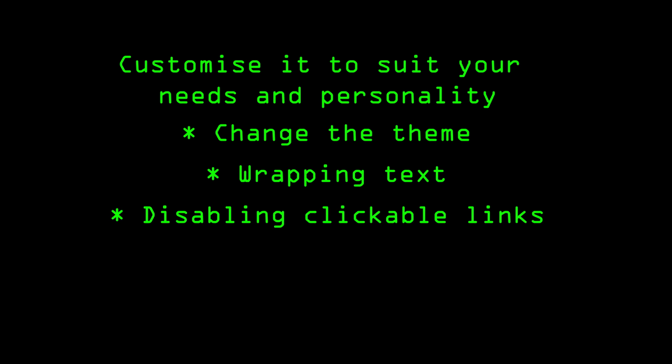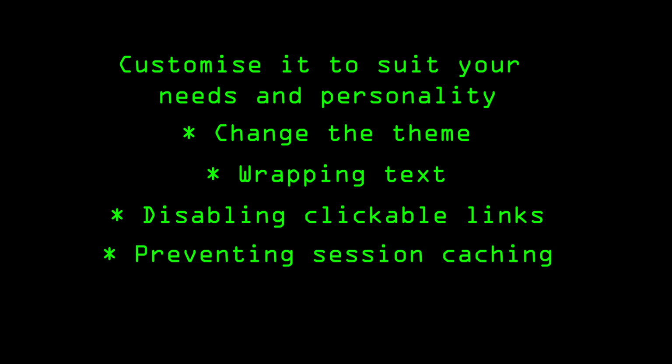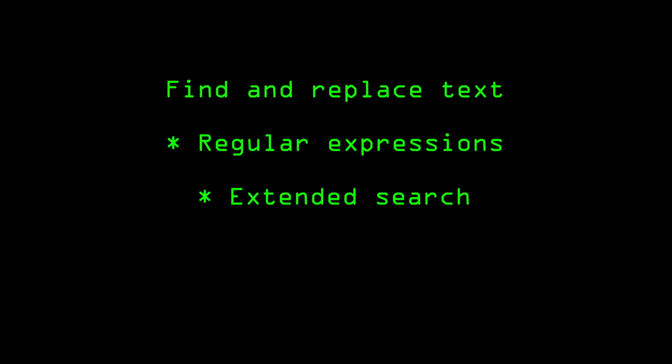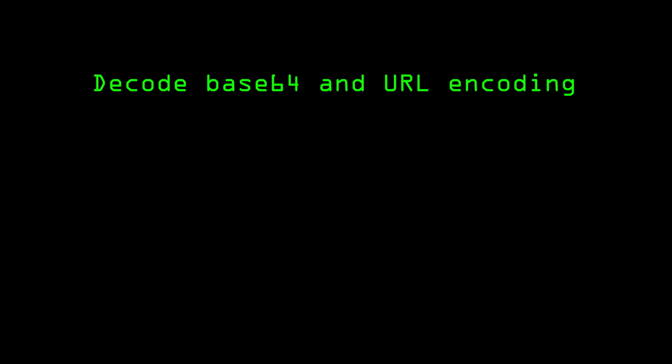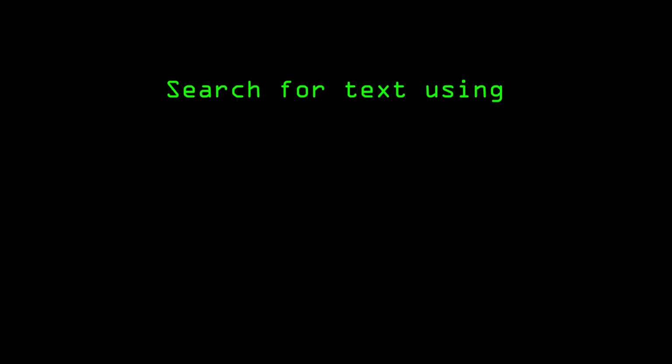So to summarize what you've been shown today, with Notepad++, you now know how to customize it to suit your needs and personality, such as changing the theme, wrapping text, disabling clickable links, preventing caching of sessions. You now know how to view hidden characters, find and replace text using regular expressions and extended search mode. You can decode base64 and URL encoding. You can use it to search for text in Google and Wikipedia.